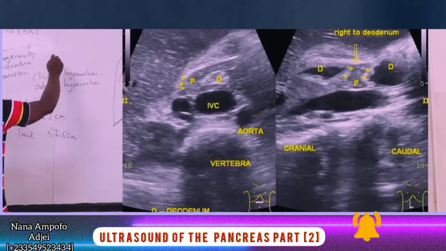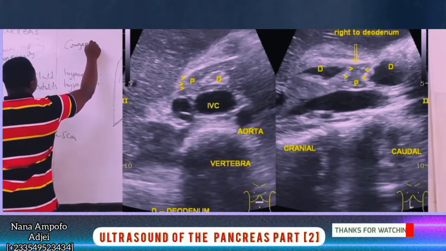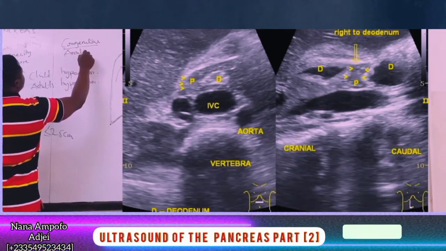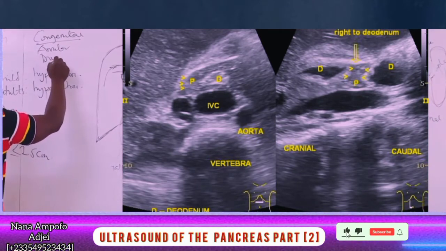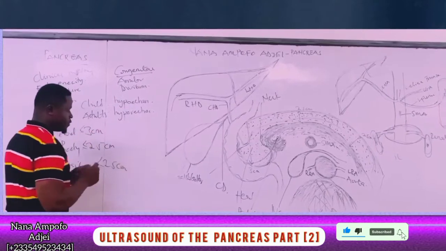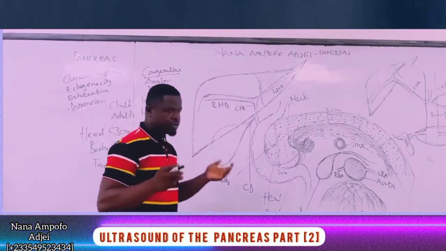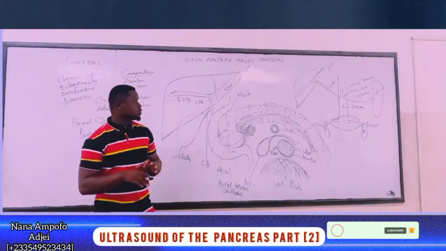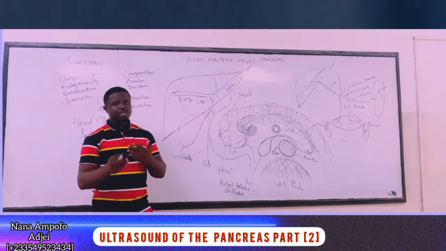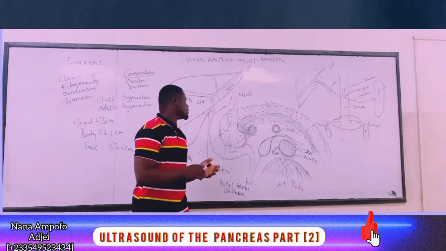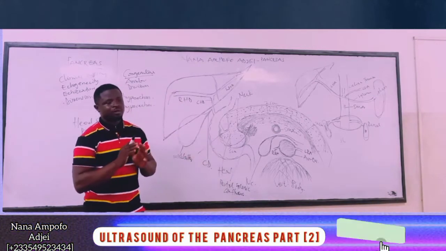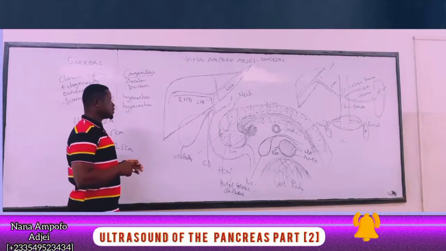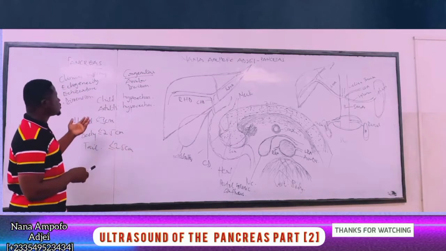So congenital, we have what? Annular and then divisum. For annular, the most ventral part of the pancreas encases the duodenum and then subsequently causes what? Duodenal obstruction. And for pancreatic divisum, there is a shortened main pancreatic duct which drains only the head of the pancreas without what? The entire pancreas. Okay, that is one.